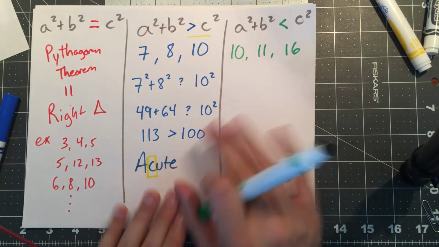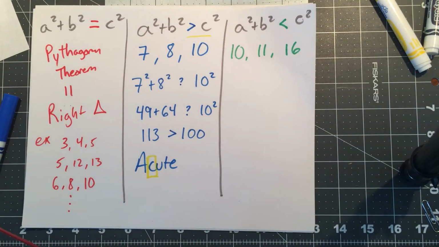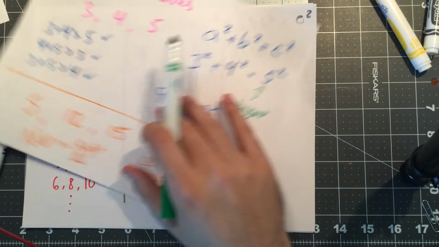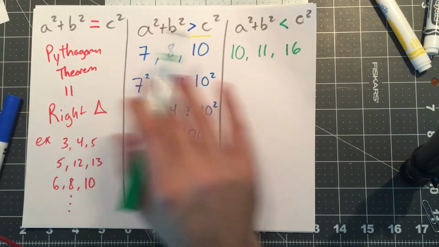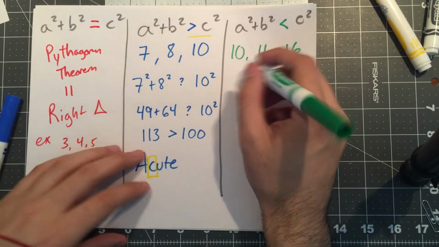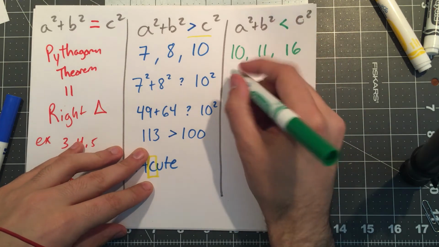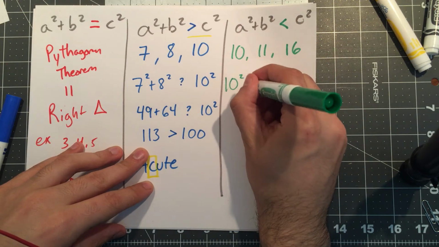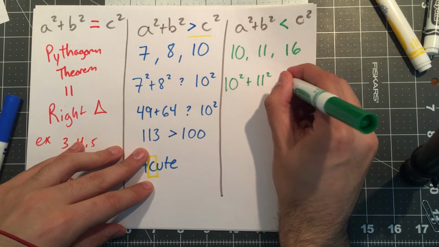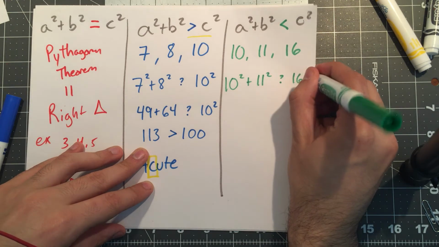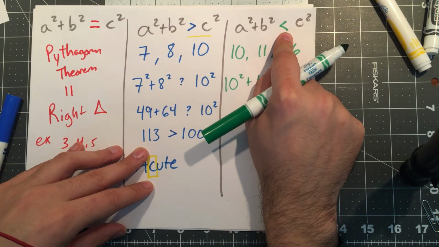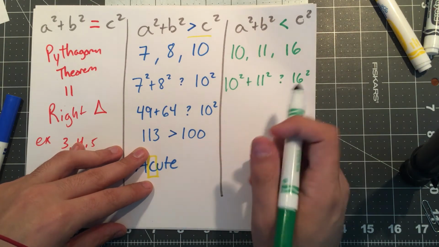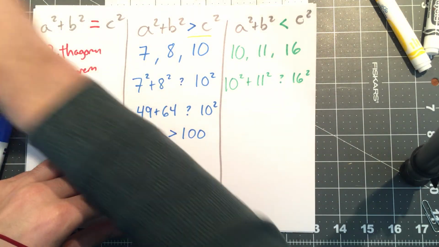Once again, everything has to pass our initial test of is it a triangle or not. That is what we're doing here and last semester. So 10, 11, 16. 16 is going to be my C because it's the biggest number. 10 squared plus 11 squared, something 16 squared. It could be greater than, less than. It's going to be less than. We know that because of this example, but we're just going to pretend we don't know that.